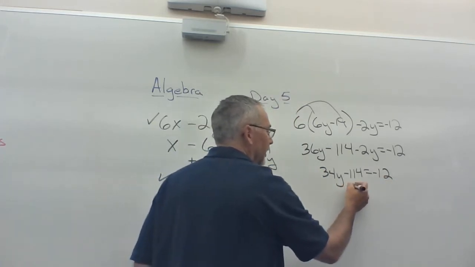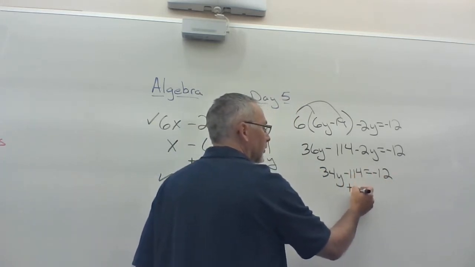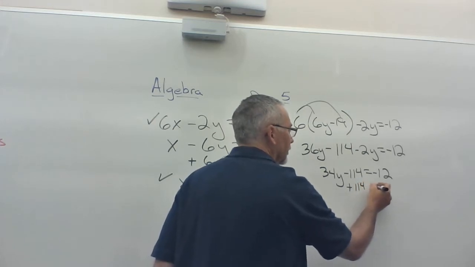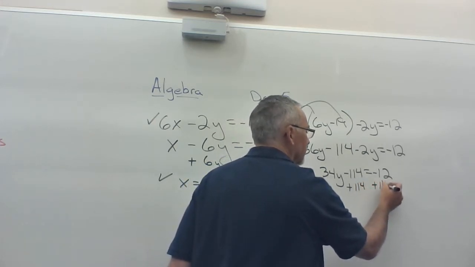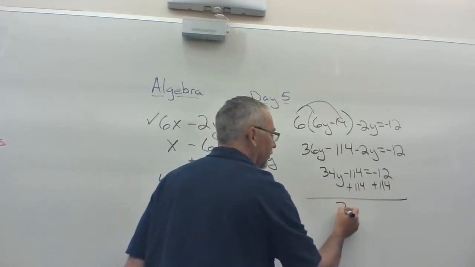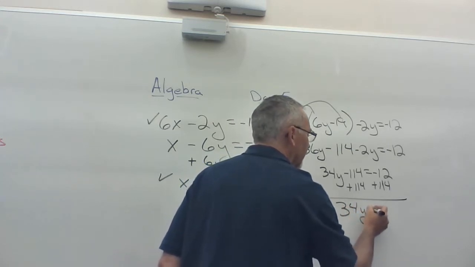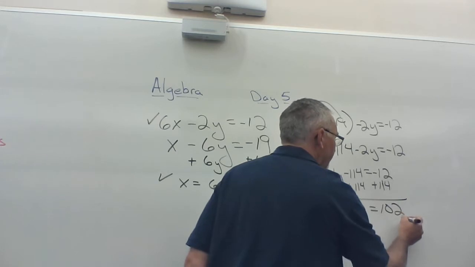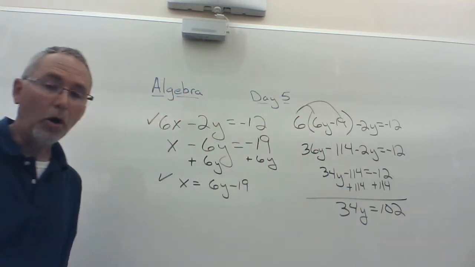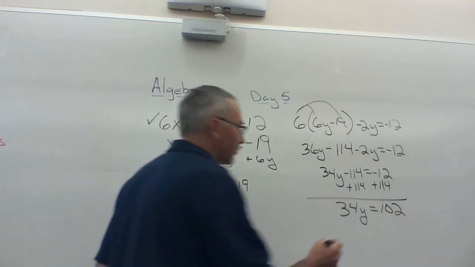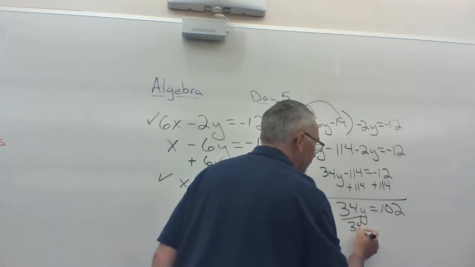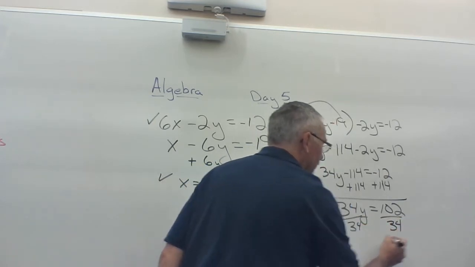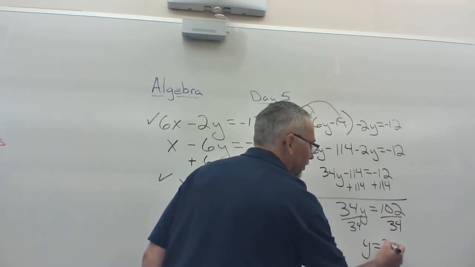Now I'm going to bring over my 114 to both sides. And I end up with 34y equals 102. And lo and behold, what works out really nicely is if I divide by 34, divide by 34, y is equal to 3.